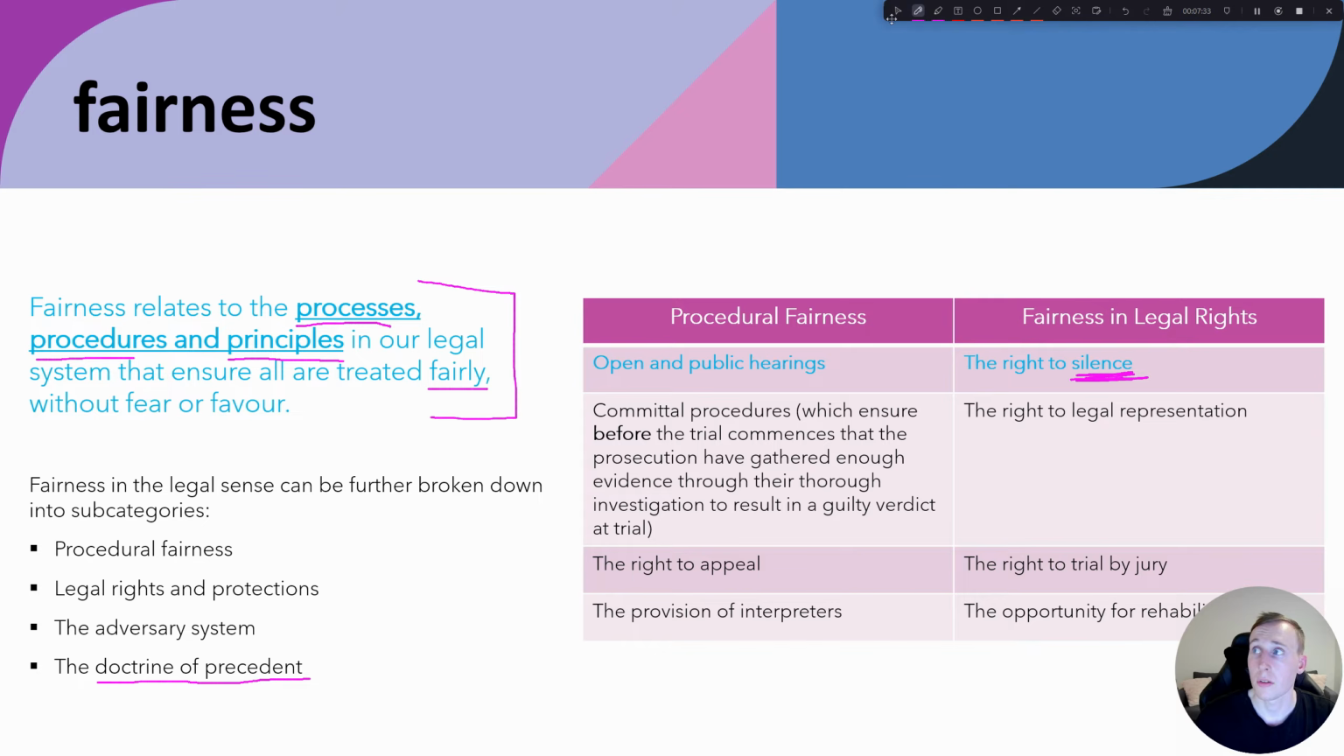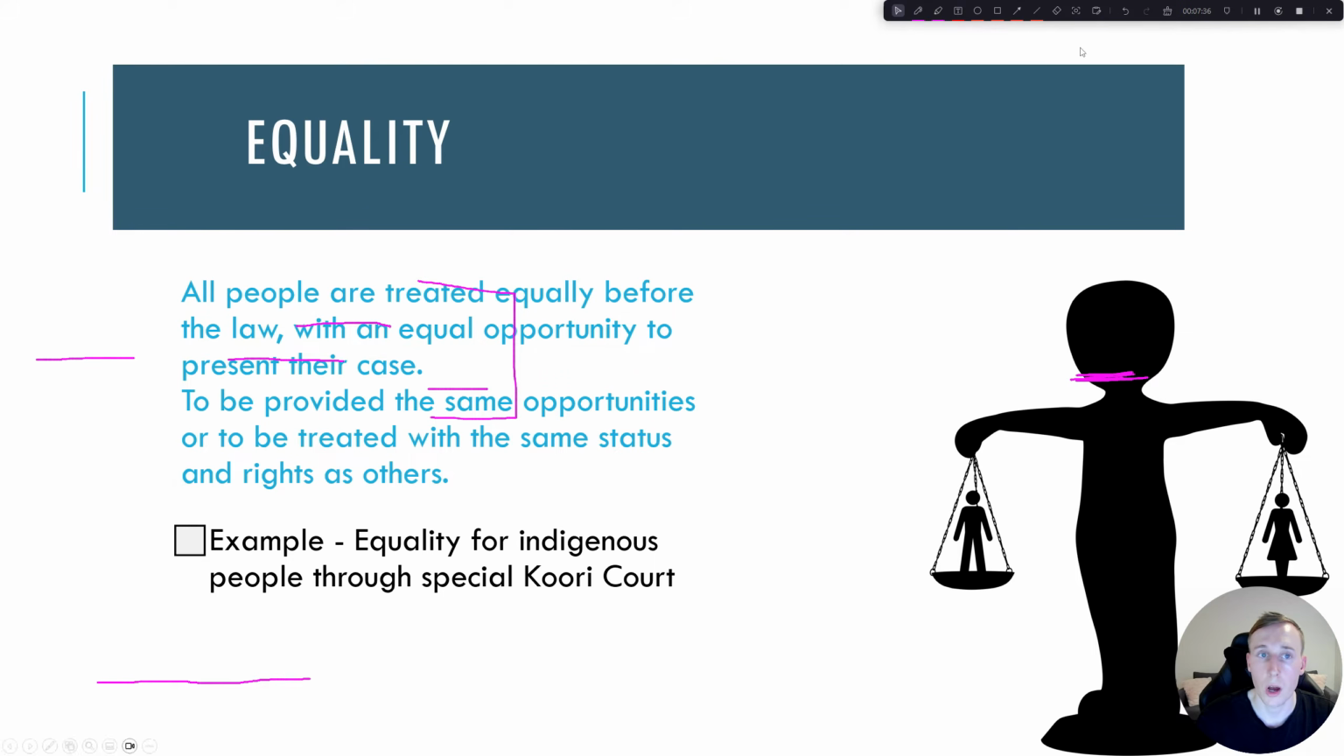Okay, so that's fairness. Moving on to equality. I won't spend too much time on this because, like I said, I recommend doing fairness and access, but basically pretty straightforward in terms of the name. Everyone's treated equally before the law, and everyone has an equal opportunity to present a case. So regardless of whatever background, whatever language you speak, any sort of impairments that may be involved, you all have the exact same status and rights. An example we've got in Australia is the Koori Court, which is available for Indigenous people to access. So that's an example we use to promote equality.